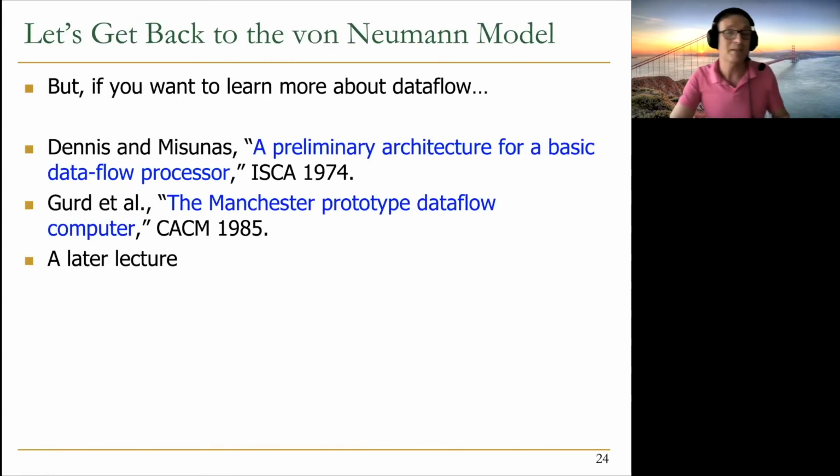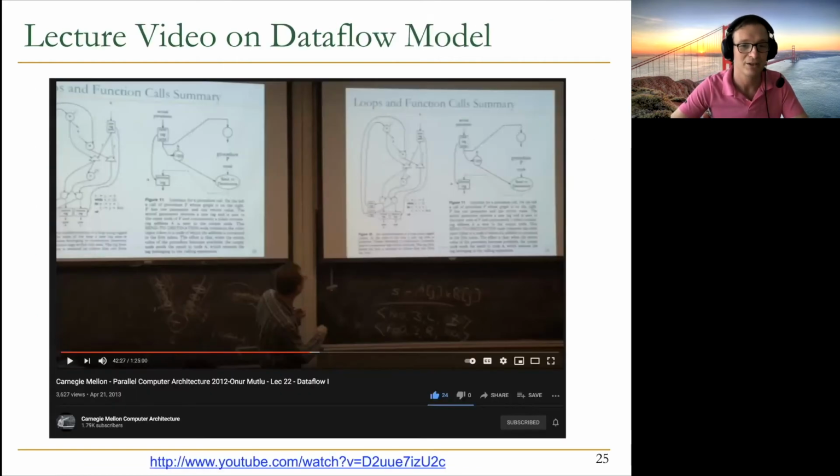So, okay, we will get back to the von Neumann model. This was to really make you think, and it was important, I think. But if you really want to learn more about data flow, I would recommend this seminal paper on data flow by Jack Dennis and Misunas in 1974. And people have built a lot of prototype computers. And if you really want to learn more about it, you can actually watch this lecture that I delivered about 10 years ago that goes into a lot more data flow analysis.